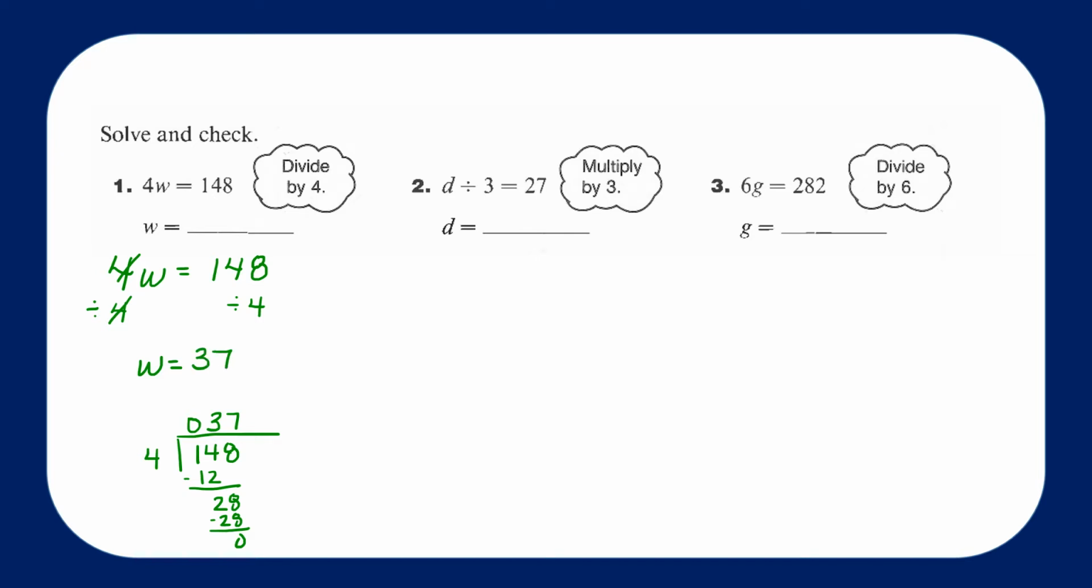Okay. Next problem. D divided by 3 equals 27. We're going to multiply by 3 on both sides. It's going to cancel each other out. D equals 27 times 3. 3 times 7 is 21, carry the 2. 3 times 2 equals 6, 7, 8, 81.